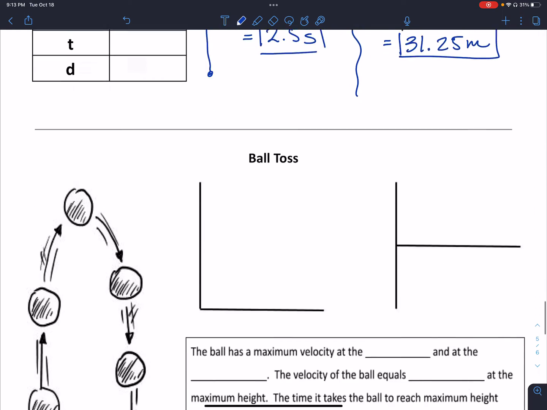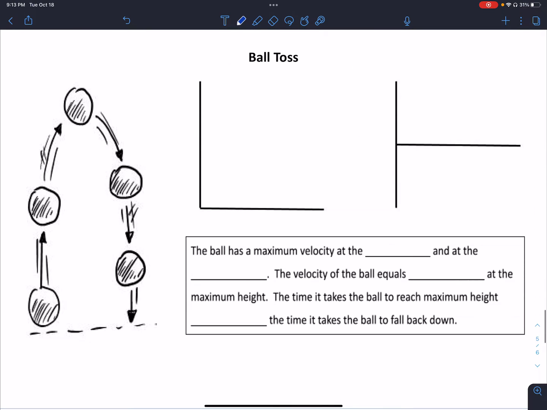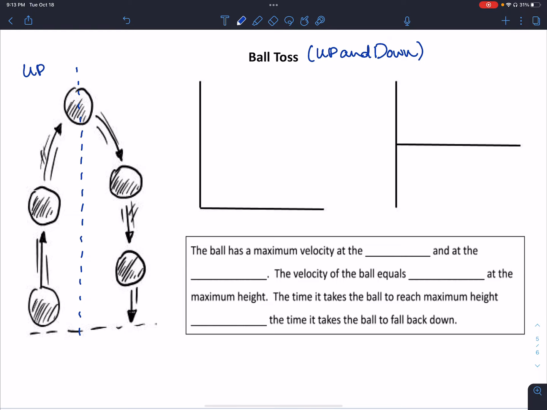All right, now for our last free fall type problem. It's called the ball toss problem. And really a ball toss problem, also known as an up and down problem, is the two types of problem we just looked at split in half. We have the portion where the ball goes up and the portion where the ball goes down. You really need to work these problems thinking about it in these two halves.